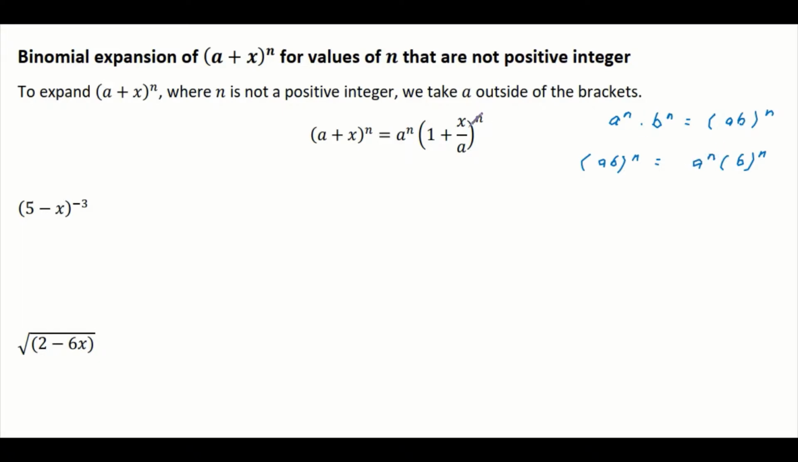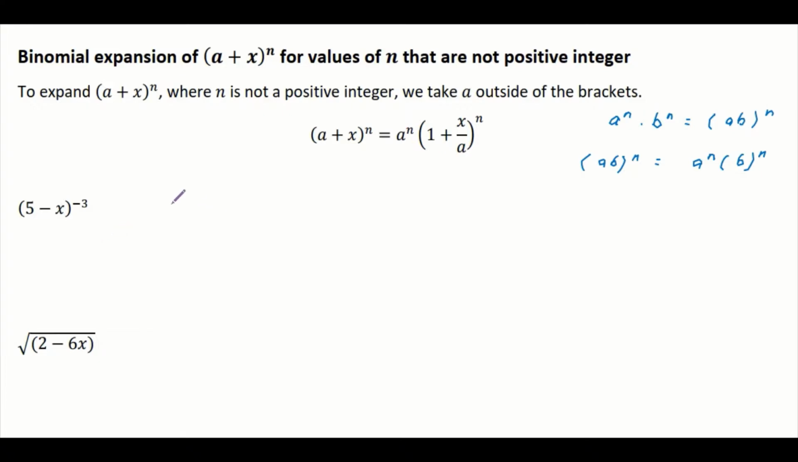So it's the same thing if I want to factorize and take out the a. My a here will become 1. Then after that, my x here will become x divided by a. Then when I take out my a, I must make sure that my n is taken out also. Okay, so just by doing this, then we can solve the question.